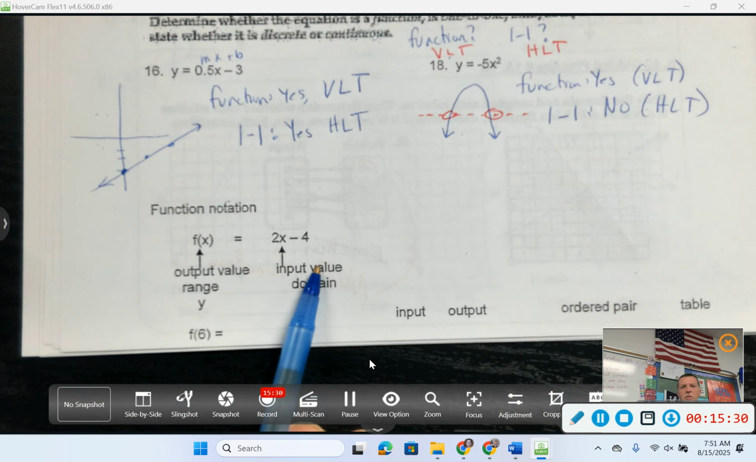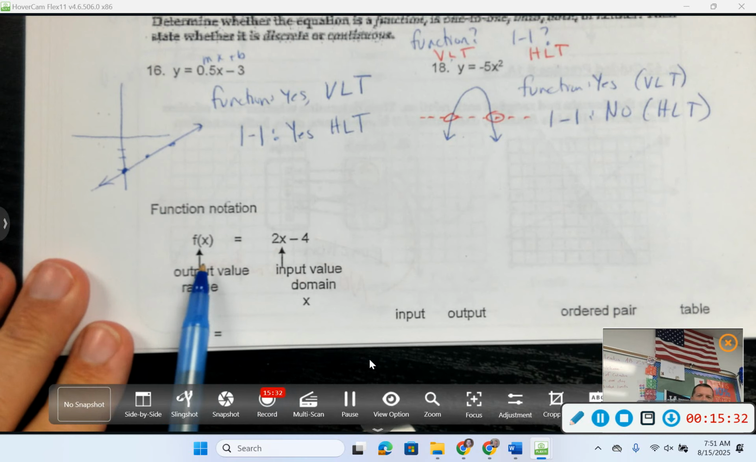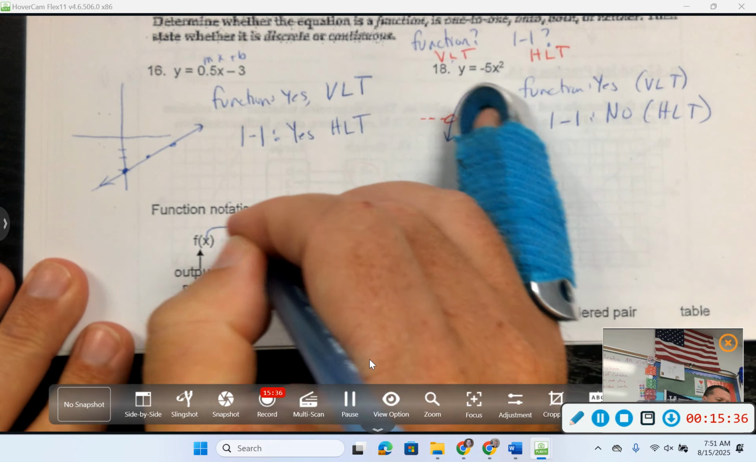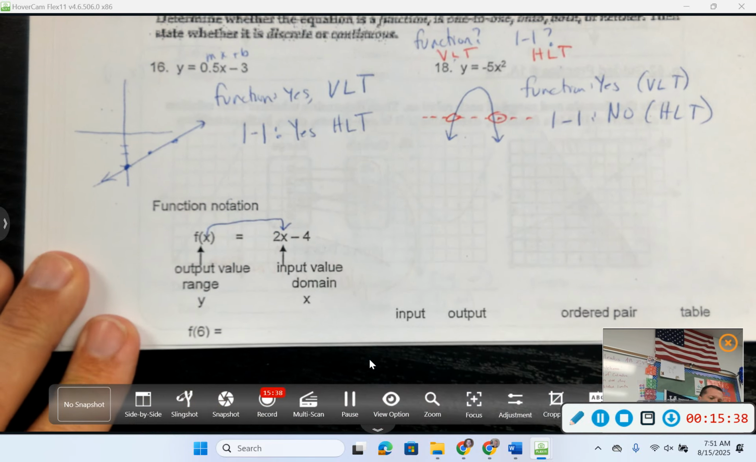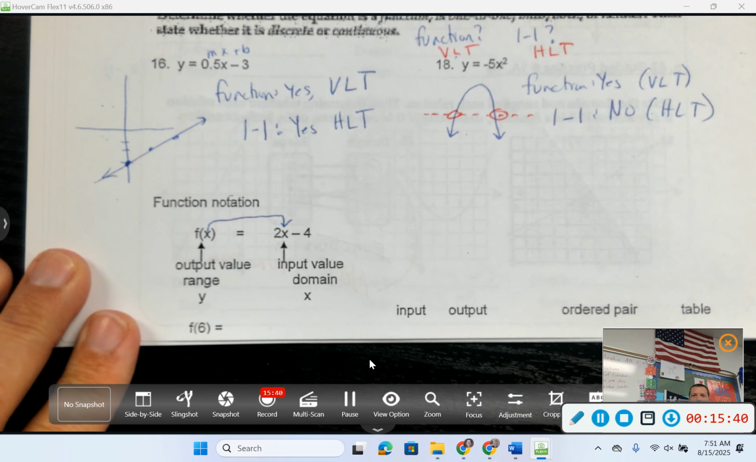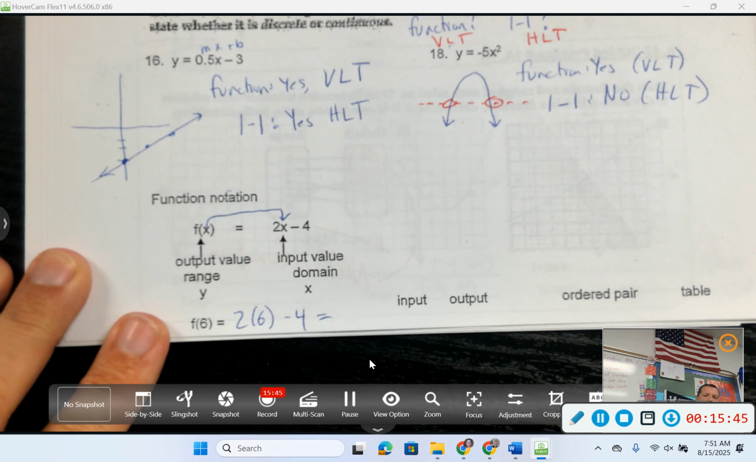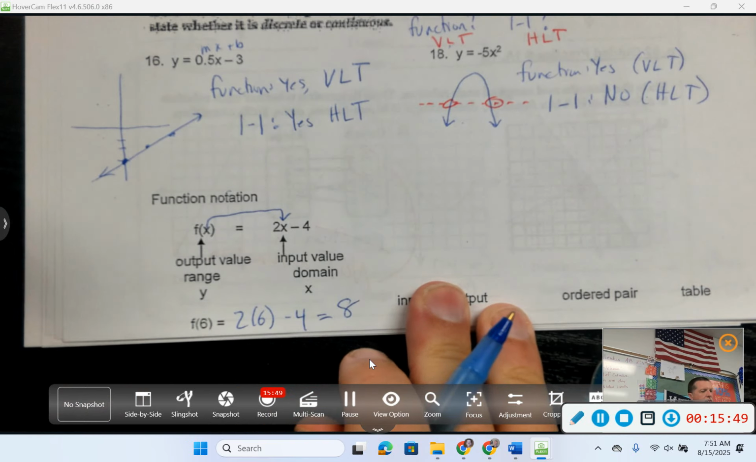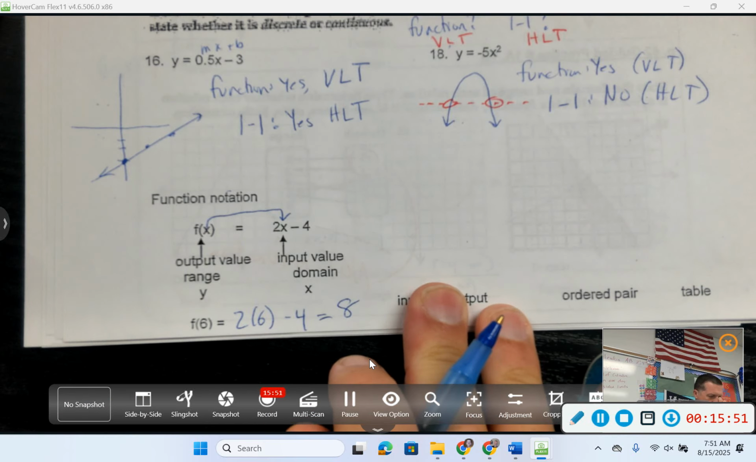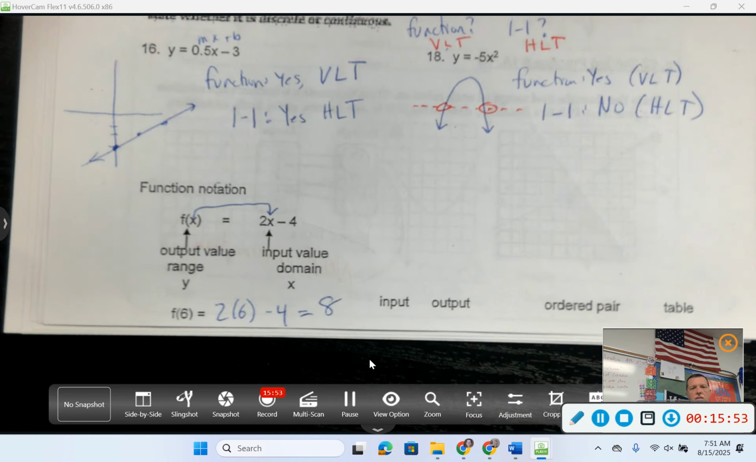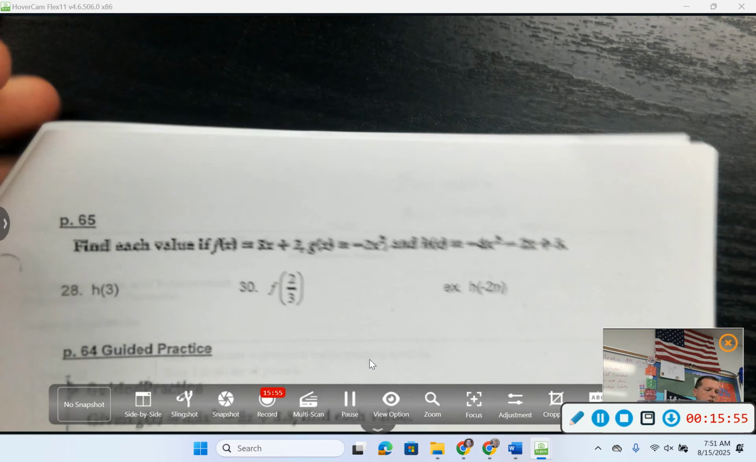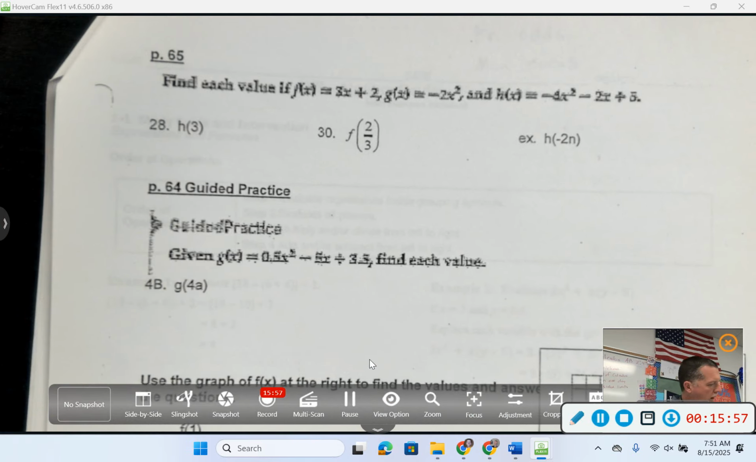Function notation, you should be familiar with that. f of x means whatever's in parentheses goes in for x on the other side. So f of 6 means plug in 6. It's like basic algebra review stuff here. So 12 minus 4 is 8. Okay, some practice with that.